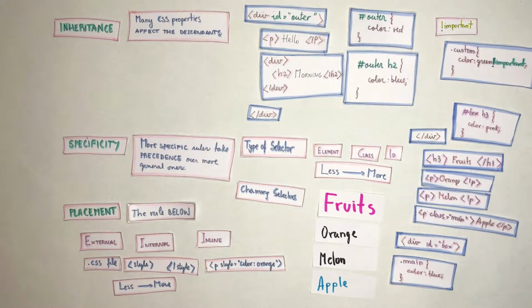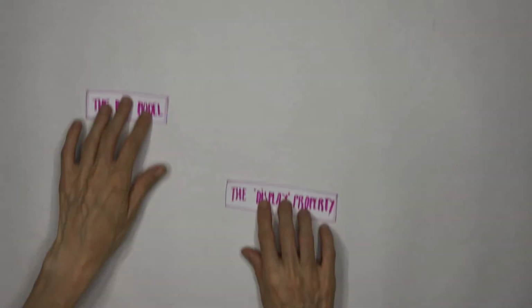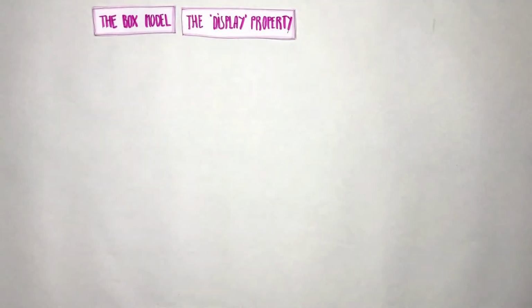And this is it for inheritance, specificity, and placement of the styles. Let's now move to the last two things I'm going to show you before we get into positioning. Those things are the box model and the display property.